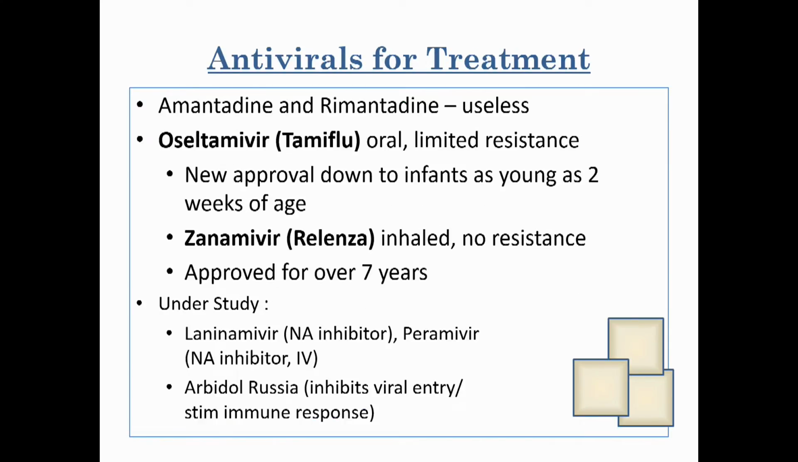There are good drug treatments for flu. There's some older ones that we don't use anymore. Most of you have probably heard of Tamiflu, which is given by mouth, and now we can use it all the way down to a baby 2 weeks of age. There's also Relenza, which is inhaled. It's kind of like an asthma inhaler, and that is approved for anyone over 7 years of age. And there's also several drugs that are in development right now, which you might hear about as time goes forward.